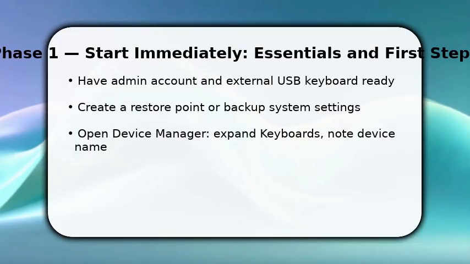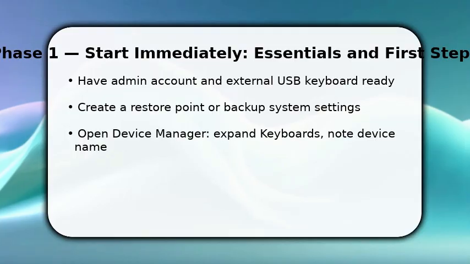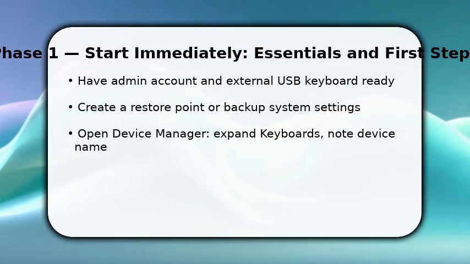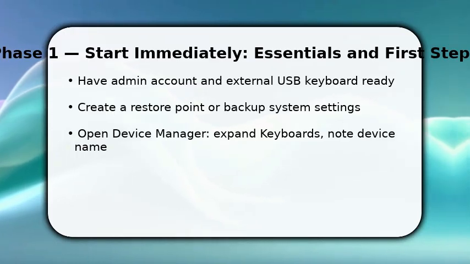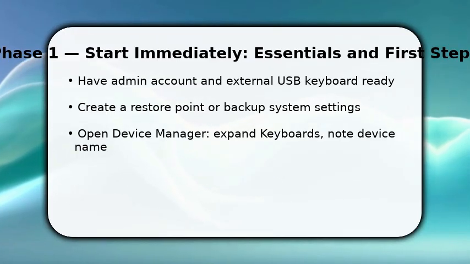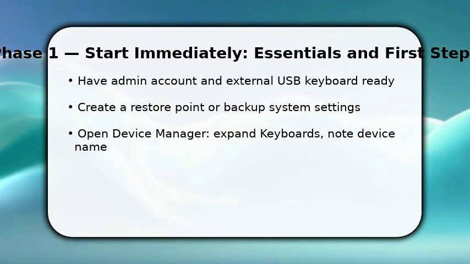You'll start with two essentials: admin rights and an external USB keyboard connected. Once done, create a restore point so you can revert system changes. Open Device Manager and expand keyboards. Note the internal device name exactly.